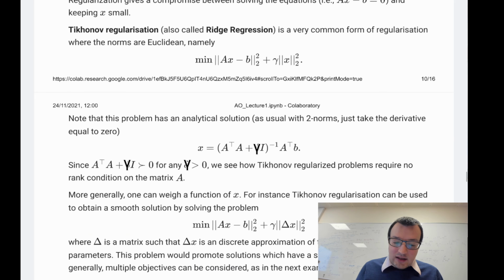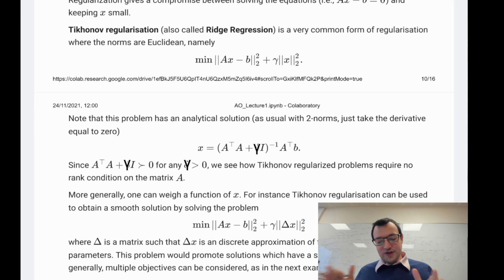One very popular type of regularization is the Tikhonov regularization, which is also called ridge regression. I'm sure that you have seen it in some machine learning classes. It's a very basic type of cost function and in particular of regression. And that happens when essentially the two norms that we are using are squared Euclidean norms.